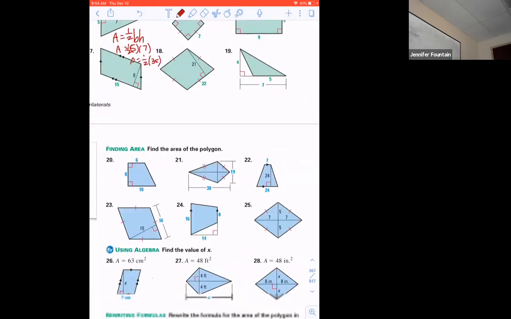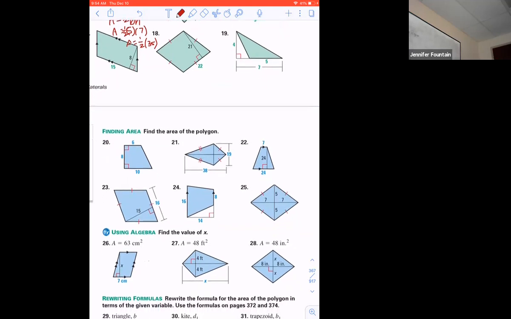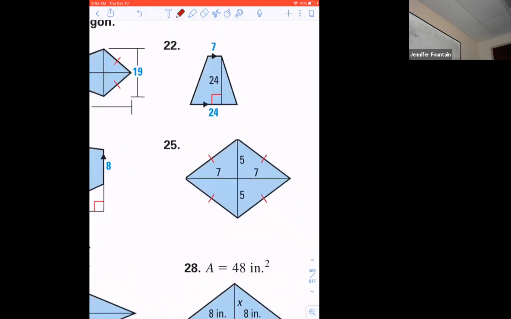But notice how number 18 and 25 look very similar in shape, and they've identified 4 congruent sides. Does everybody agree with that? In number 18, they gave us a base and a height. In number 25, they have not given me a base or a height, they've given me diagonals. So I am going to use my formula for a rhombus, which is 1/2 diagonal 1 times diagonal 2.